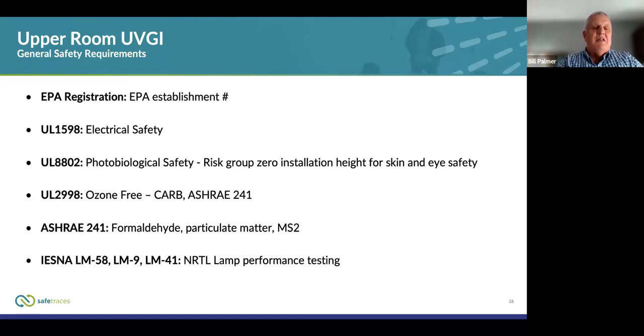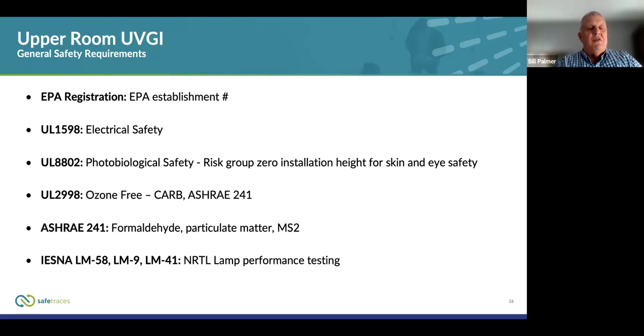And as part of that safety test, they also now include UL 8802 for photobiological safety, which tells us what should be a safe installation height for those fixtures with regard to skin and eye safety. As Bill already mentioned, UL 2998 shows that a fixture is ozone free, and this is mandatory in California and Canada, and it's also recommended by ASHRAE 62.1 and 2 and ASHRAE 241.